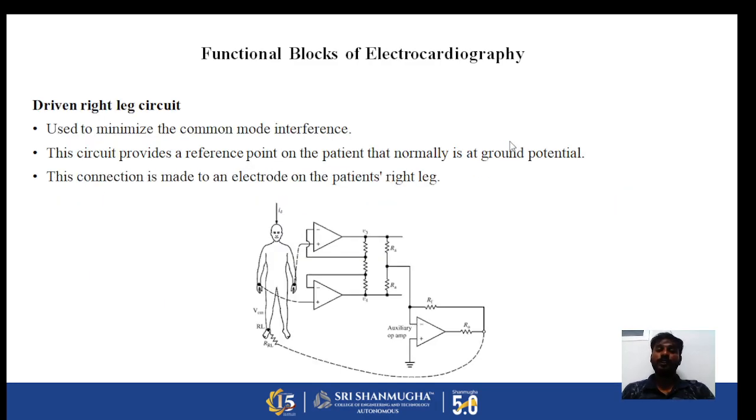Right leg driven circuit. The figure shows the right leg driven circuit with three op amps. An op amp is an operational amplifier, and it is used to minimize common mode interference. This circuit provides a reference point on the patient that is normally at ground potential. This connection is made to an electrode on the patient's right leg.